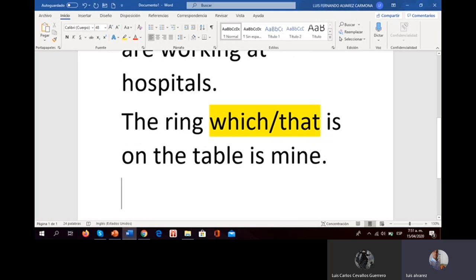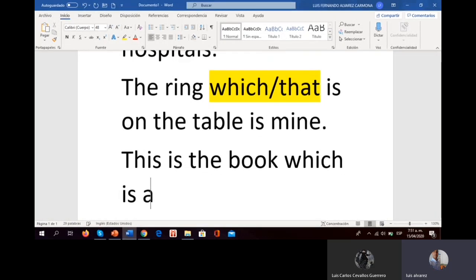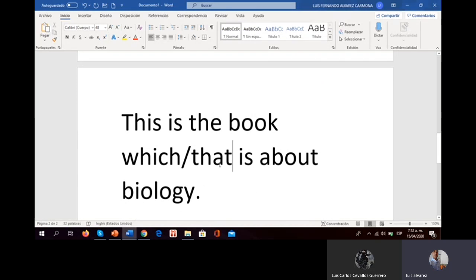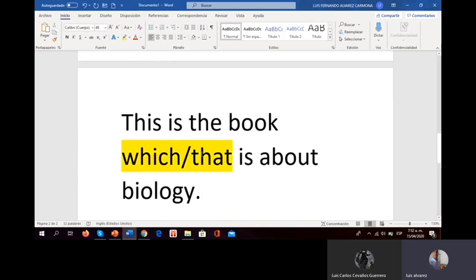Or you can say, for example, the book which is about, let's say, biology. This is the book which, or if I want, I can also use that, because I'm talking about things, objects, or ideas. So I want to highlight it once more. This is the book which is about biology, or this is the book that is about biology.